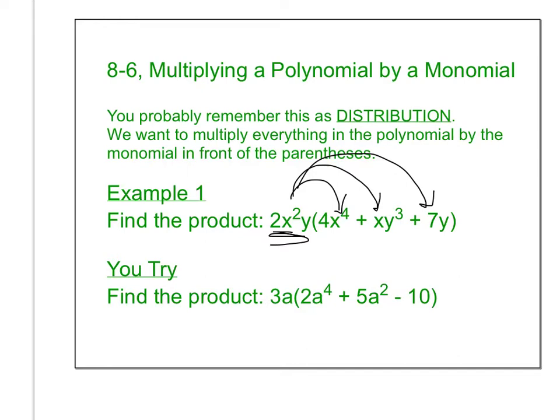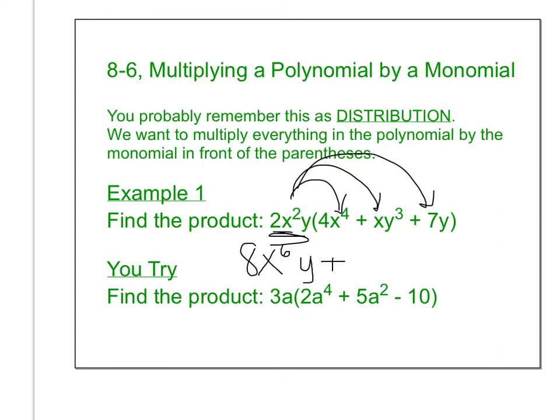So what you really need to do is just use the skills that you've already learned in the previous lessons and just add the exponents of the bases of the variables. So for example, 2 times 4 is 8, sorry. X squared times x to the 4th is x to the 6th, and then you've got y.